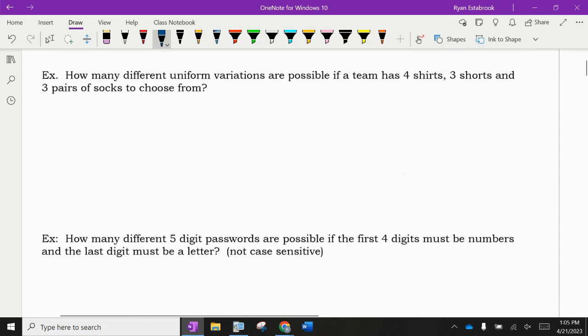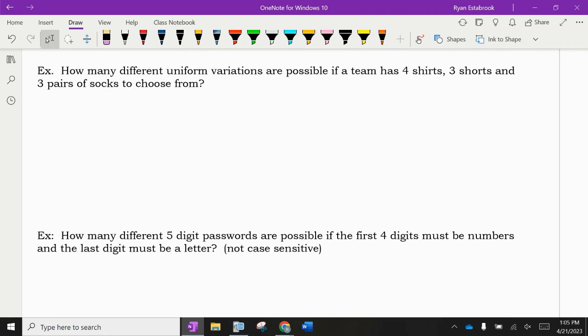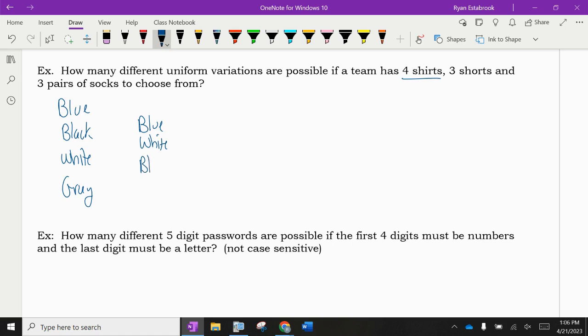So right away, we're going to jump into some practical things, like talking about this specific idea. Let's say that you are on a soccer team and you have different parts of a uniform to wear. Specifically, your team has 4 shirts: a blue shirt, a black shirt, a white shirt, and a gray shirt. So any given day, depending on who you're playing, you could wear any one of those colors. And as part of your uniform, you have 3 pairs of shorts: blue, white, and black.